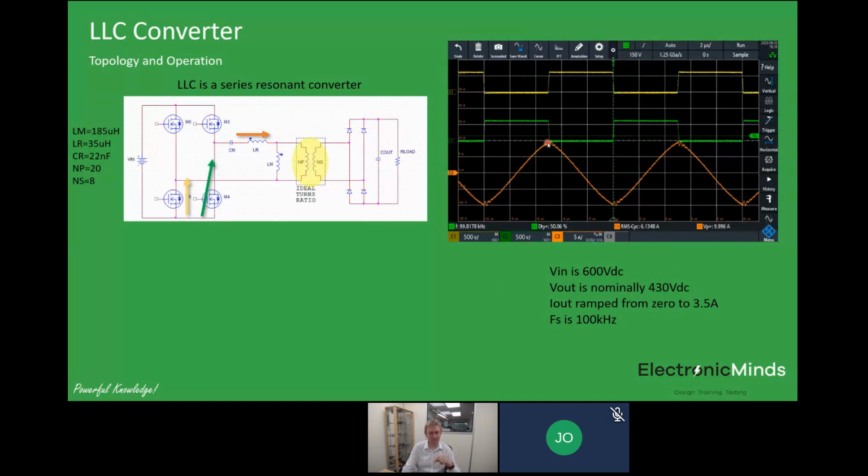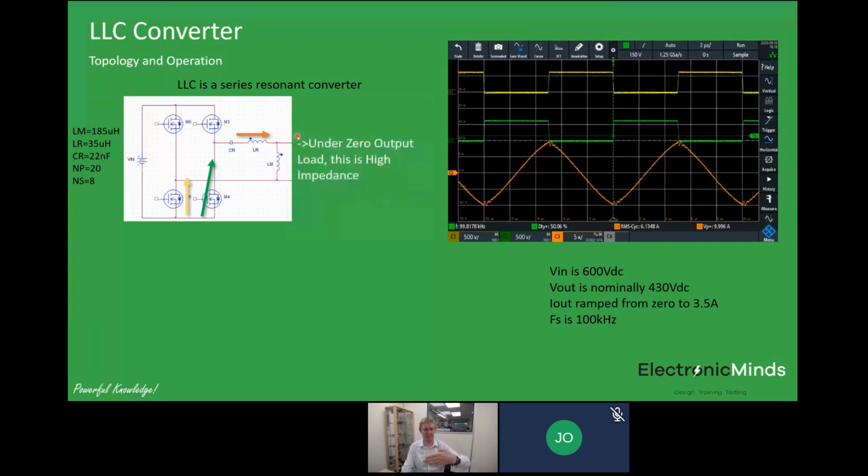So under true 0 load conditions, our load is effectively infinity. This circuit doesn't pull any current really from the input. So from the perspective of the primary side circuit looking into the primary of the transformer, this is essentially open circuit. And what we end up getting from a primary side under 0 load conditions is this circuit here, which is CR, LR, and LM. So it forms a resonant tank network.